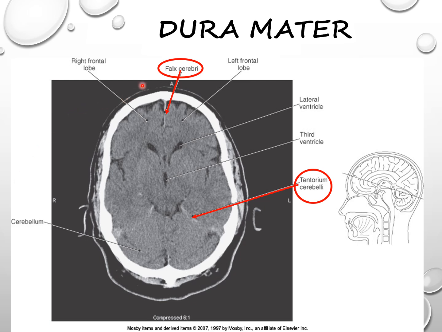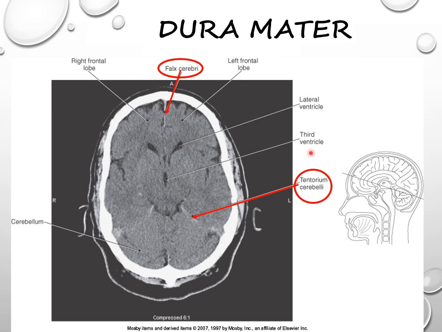So here we have the dura mater, which is the durable, tough outer layer. We have our falx cerebri. Again, here we have our left and right markers pictured, with the patient in a supine position with an axial cut or axial slice. We can see the tentorium cerebelli, which separates the cerebrum from the cerebellum.